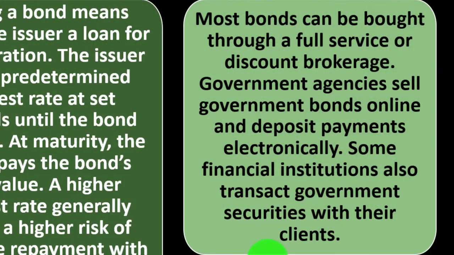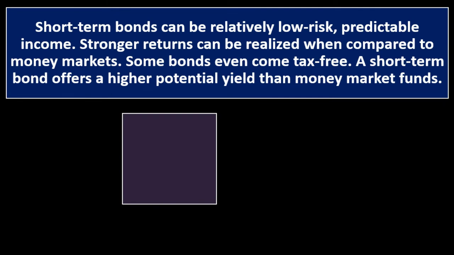So most bonds can be bought through a full service or discount brokerage. Government agencies sell government bonds online and deposit payments electronically. Some financial institutions also transact government securities with their clients. Short-term bonds can be relatively low risk, predictable income. Stronger returns can be realized when compared to money markets. Some bonds even come tax-free.